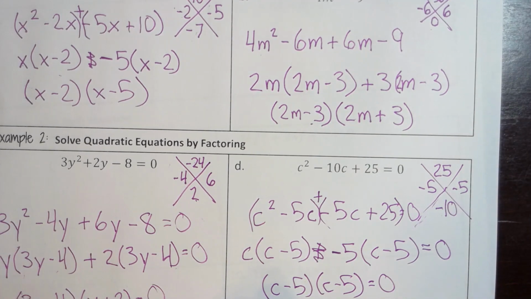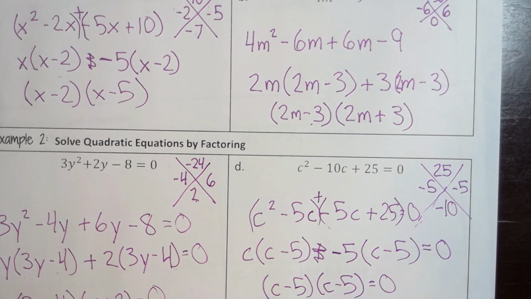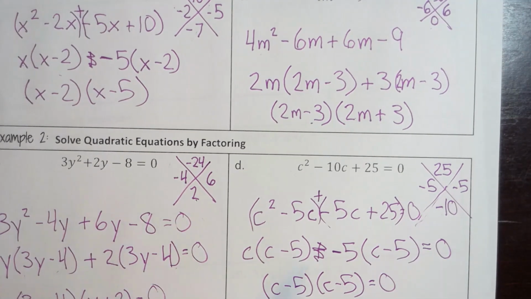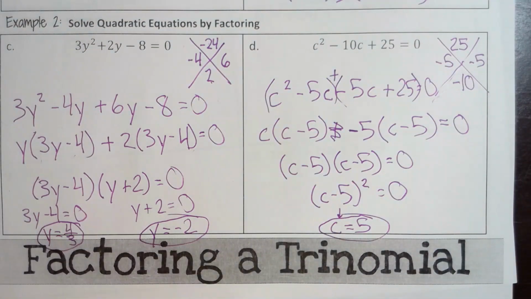So what makes this 0? Well, when c equals 5, then I have 0. That is what makes my zero product property true. And I'm sorry, that was off the screen there. Okay?